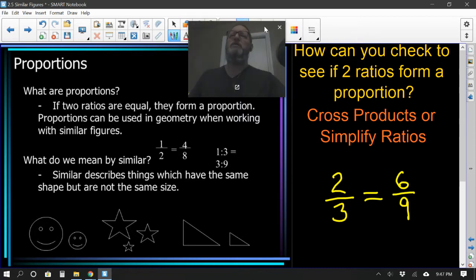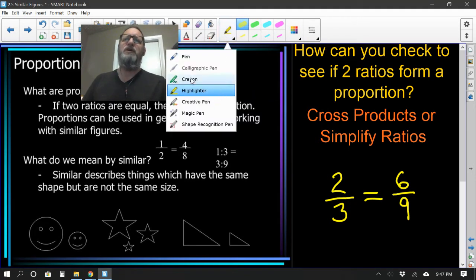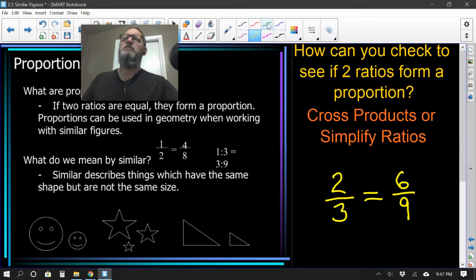Let me scoot myself over here. We'll use something that you can see. What I'll do is what is called cross products. So I multiply up and across. What's 3 times 6? 3 times 6 is 18. Then I multiply up and across the other way. These are again called cross products. What's 9 times 2? Well, 18. Bam. If you get the same exact answer on both sides, then you know that your two ratios are indeed equal, and you can call it a proportion. Make sense? Okay, let's keep moving on.